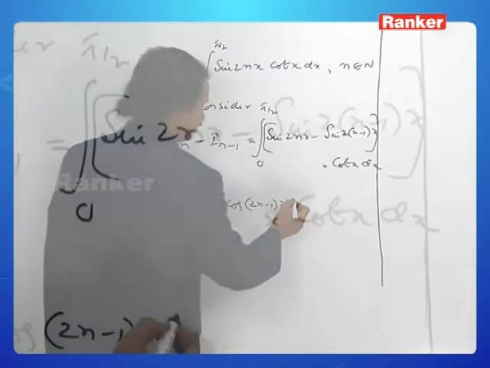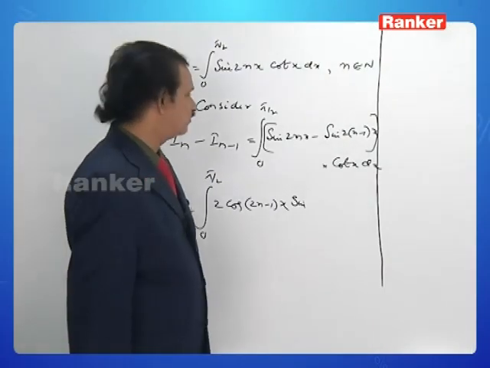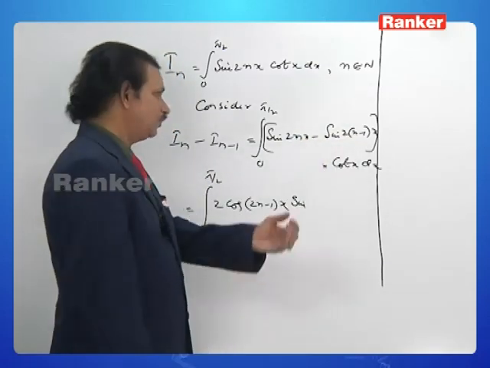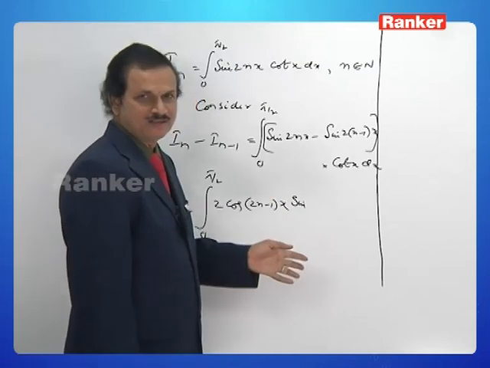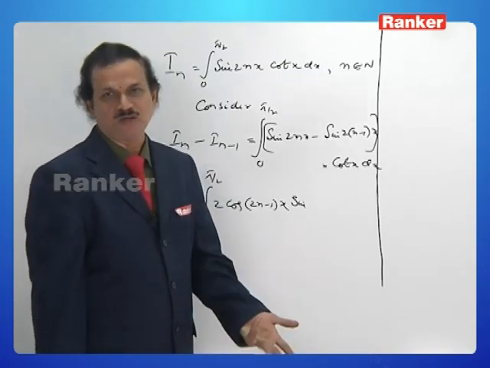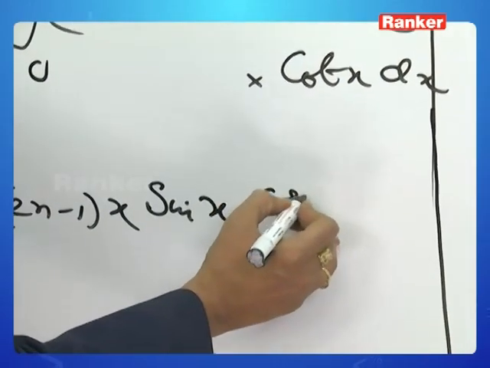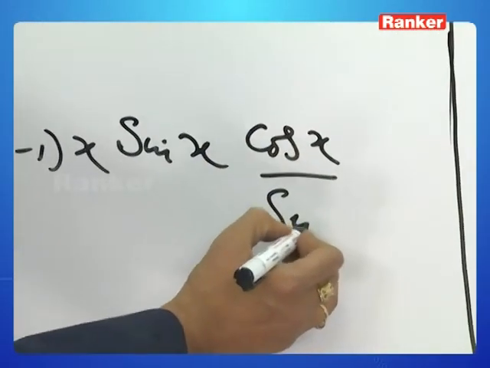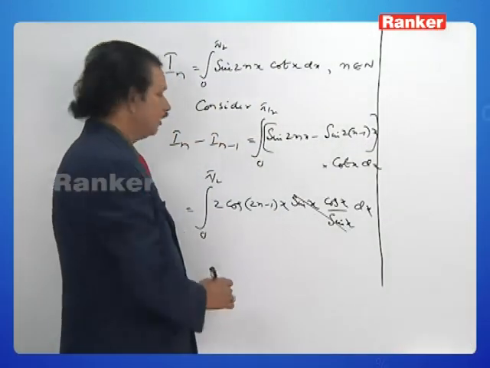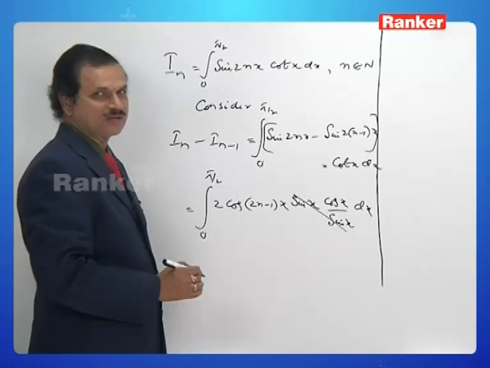2 cos of (C plus D) by 2 into sine of (C minus D) by 2. What is (C minus D) by 2? 2nx minus 2 into n minus 1 x. You get 2 cancelled. Again get x as a common factor. n minus of n minus 1 is 1. So it is sin x into cot x is there. I would like to write this cot x as cos x by sin x dx. You can cancel sin x. Well friend, what are you having? 2 cos of 2n minus 1 x into cos x.